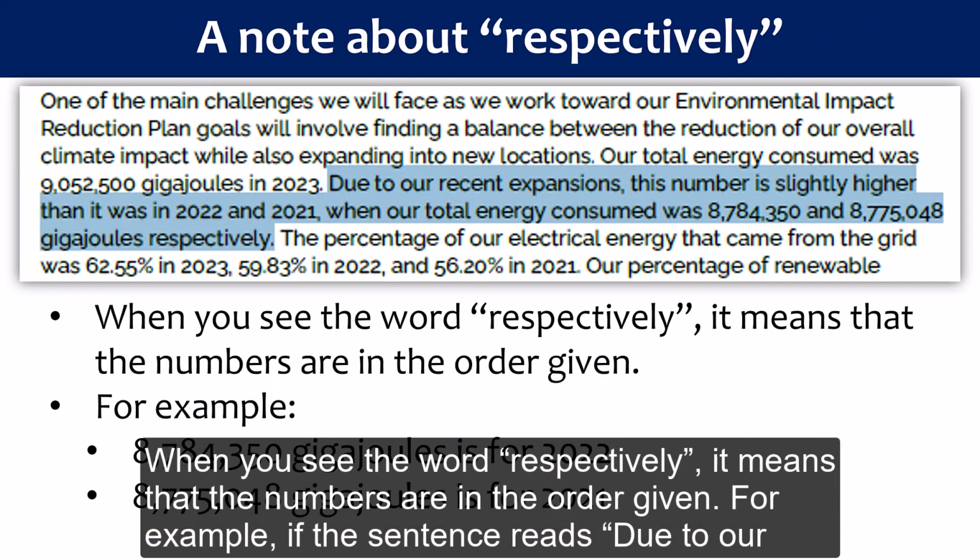When you see the word respectively, it means that the numbers are in the order given. For example, if the sentence reads, "Due to our recent expansions, this number is slightly higher than it was in 2022 and 2021 when our total energy consumed was 8,784,350 and 8,775,048 respectively," that means that 8,784,350 is for 2022 and 8,775,048 is for 2021. The word respectively means to keep the data in the same order as the years are given.